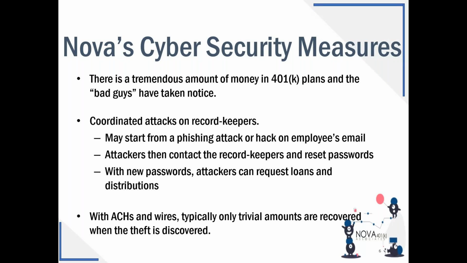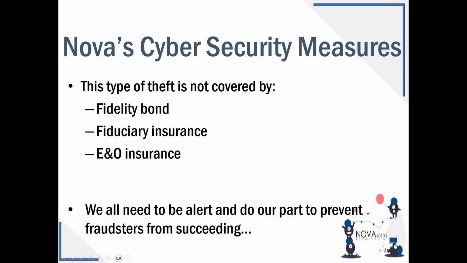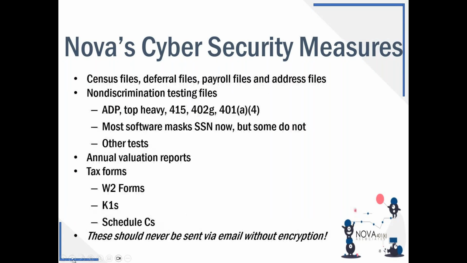With ACH and wires, typically only trivial amounts can be recovered when this theft's discovered. So it is really important to do everything we can to prevent these kind of things from happening. And this type of theft is not usually covered by your plan's fidelity bond, fiduciary insurance, or E&O insurance. So we all need to be alert and do our part in preventing the fraudsters from succeeding.